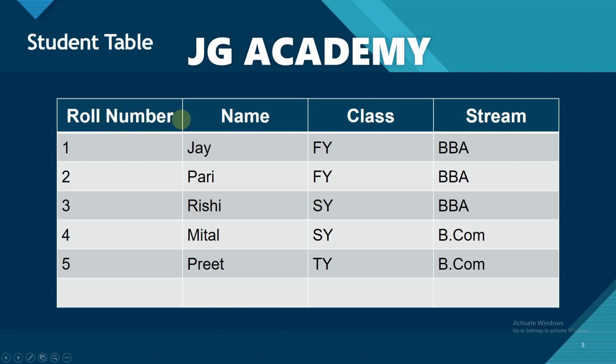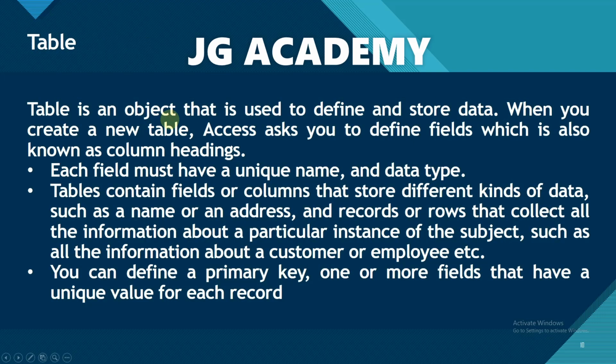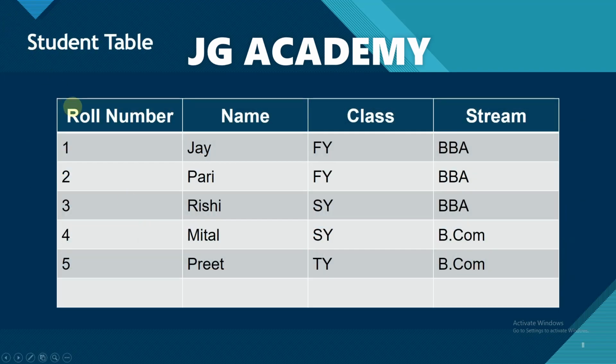The next rule: tables contain fields or columns that store different kinds of data such as a name or an address or any particular information. As you can see here, we have created fields like roll number, which contains the roll number of students, and name contains textual information. Similarly, class contains the class and stream contains the stream for the students. So each field contains different kinds of values and different kinds of data.